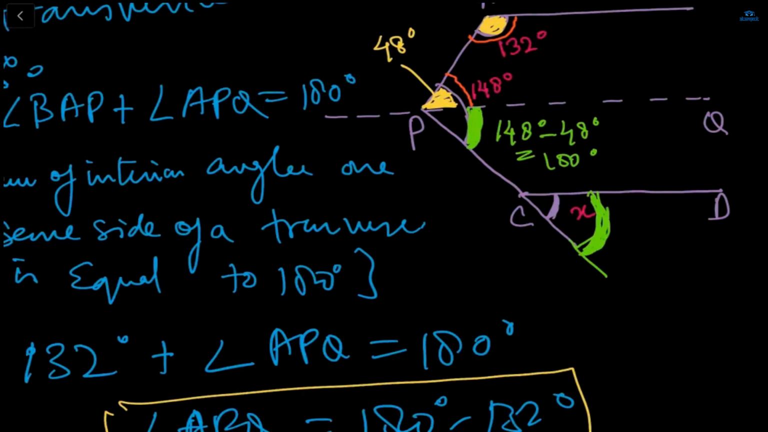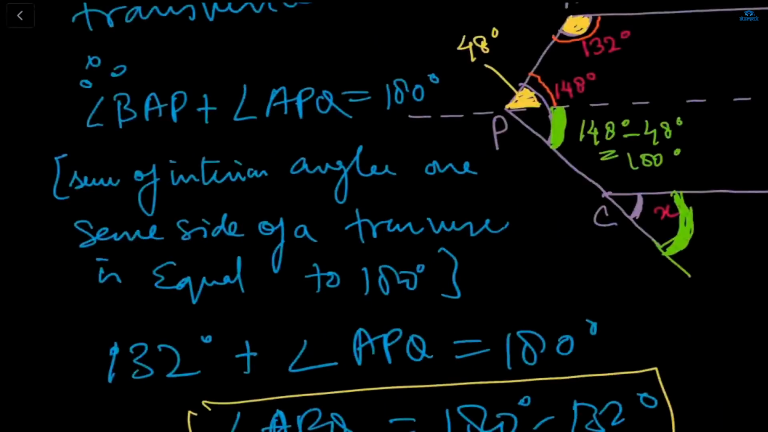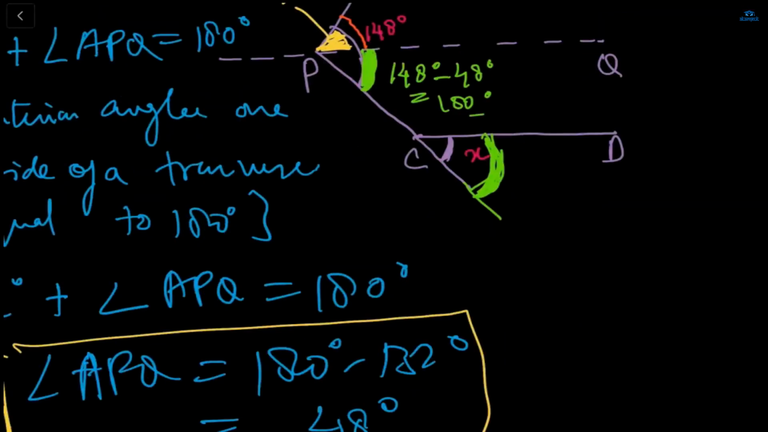Anybody else has any doubt? Okay. So, madam, shall I move on? Yes, ma'am. Ma'am, what's the value for X? 100. See, this is 100. Okay, so it will be 100 degrees.